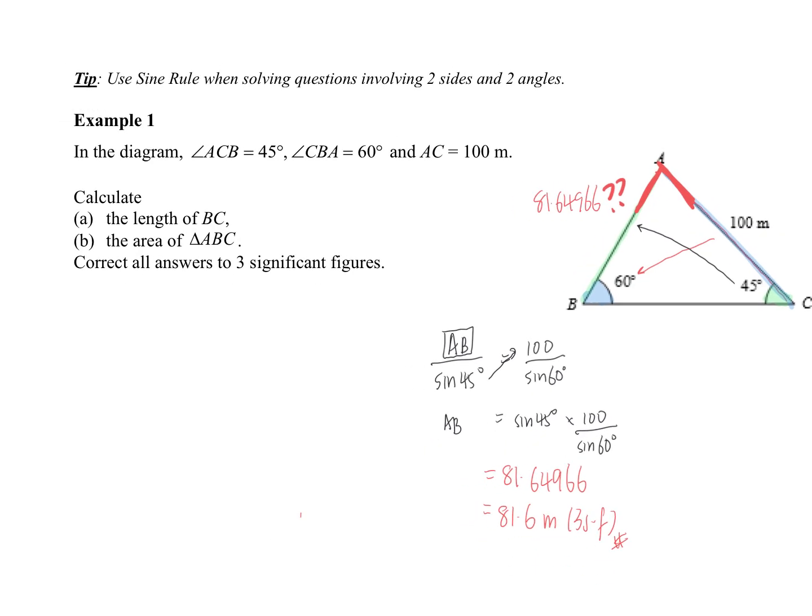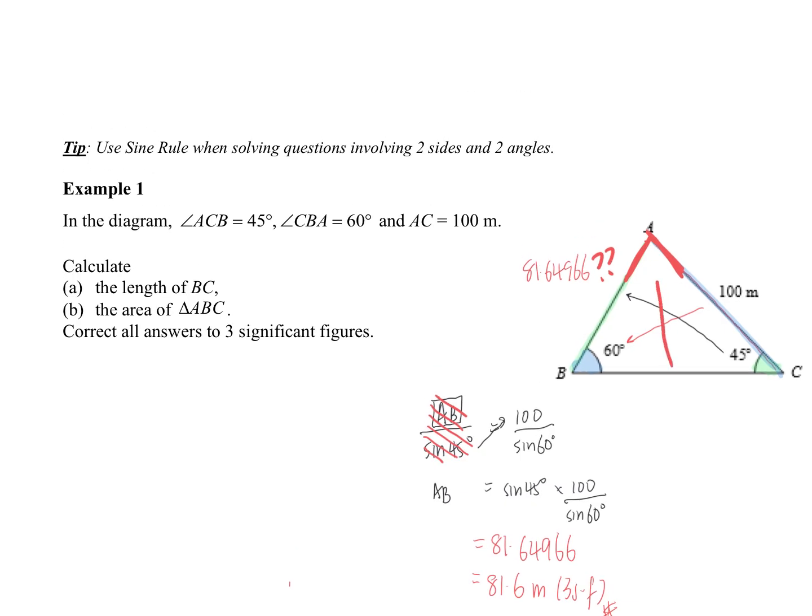Remember, we need two adjacent sides and the angle in between to be able to find the area. This one, I don't have BC, so I cannot use this angle to find the area of the triangle. So I'll use my last pair, where I have my adjacent side. The only thing I don't have is the angle in between. But can I find it? 180 minus. What do they want? Since they want BC, never mind. Let's not work on this ratio. We will need to work on this ratio.